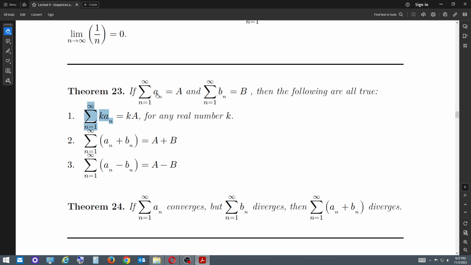Also, if I create a new series where the terms are the sum of a_n and b_n, the sum of a_n plus b_n is just going to be A plus B, and the sum of a_n minus b_n is just A minus B.